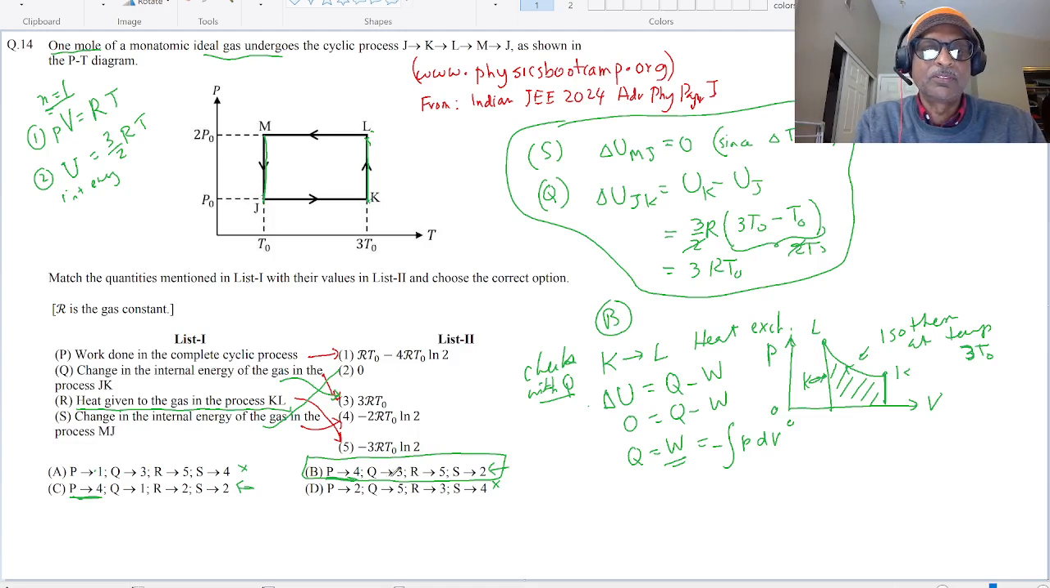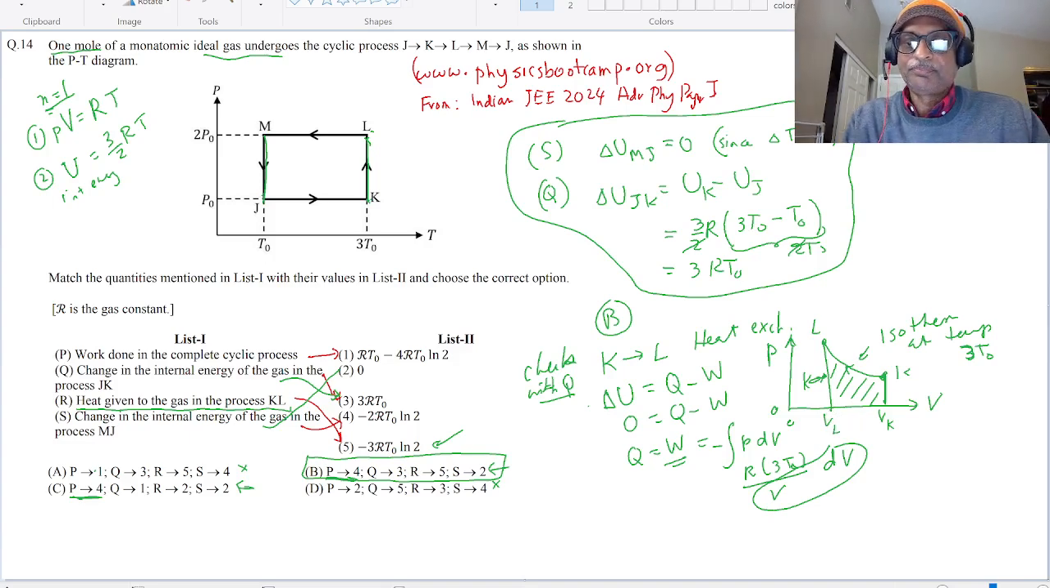So it is saying that it should be 3. No, the heat, R is 5, so it's going to be something like that. I can already see this. You can convert P to R times 3T0 over V, integrate dV, and then this will become a log, and then you can figure out the volume at K and the volume at L. So this is for you to do as a task.